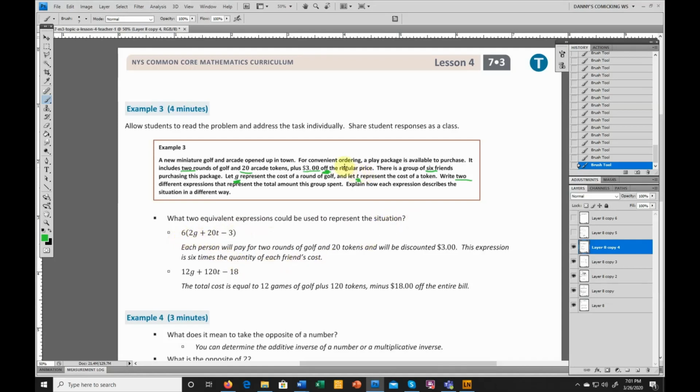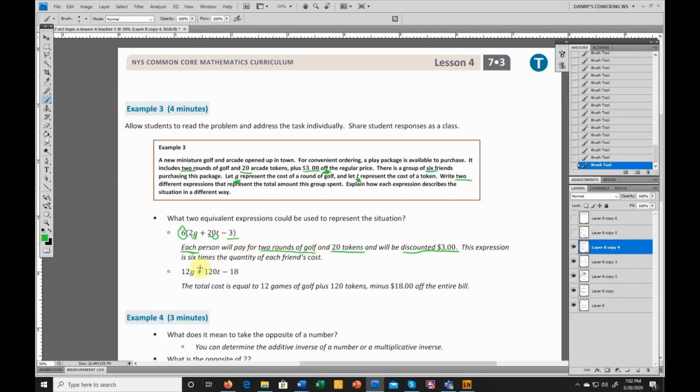What 2 equivalent expressions could be used to represent the situation? 6, because we have 6 friends, so 6 friends bought the whole package. So 6 times 2G, so 2 rounds of golf, plus 20T, so 20 tokens, minus 3, because it's $3 off the price for these. Each person will pay for 2 rounds of golf, 20 tokens, and they will be discounted $3. Remember, a discount means minus. It means take off price.